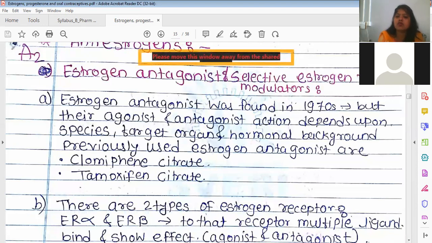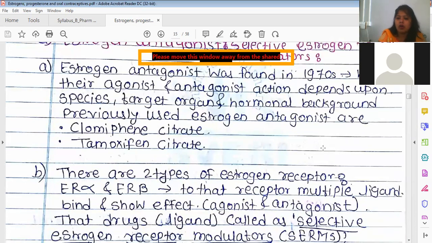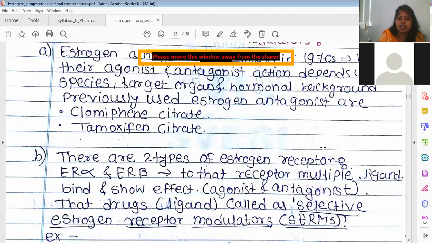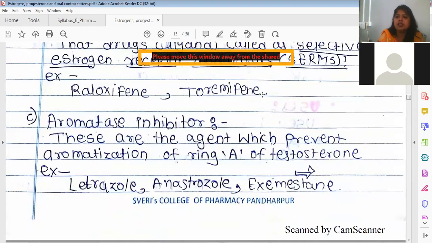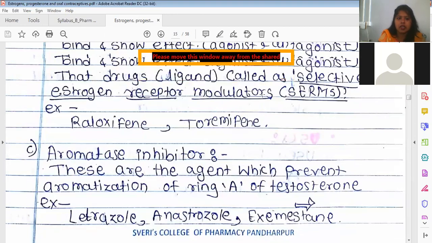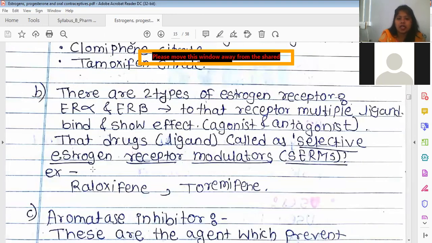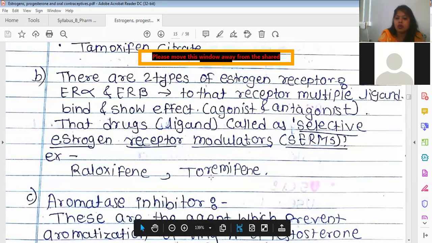The estrogen antagonist was found in 1970, which depends upon the hormonal background. The previously used antagonists are clomiphene citrate and tamoxifen citrate. म्हणजे दोन डेरिव्हेटिव्ह आहेत जे इस्ट्रोजनच्या अगेन्स्ट ऍक्शन दाखवतात. कुठले कुठले? तर क्लोमिफेन सिट्रेट अँड द टॅमॉक्सिफेन सिट्रेट. म्हणजे दोन टाइपचे इस्ट्रोजनचे रिसेप्टर आहेत, ER अल्फा अँड ER बीटा रिसेप्टर्स. त्या रिसेप्टरवरती इस्ट्रोजन इज शोइंग इट्स ऍक्शन. Clear? Then which are they? That is the naloxone and the toremifene.